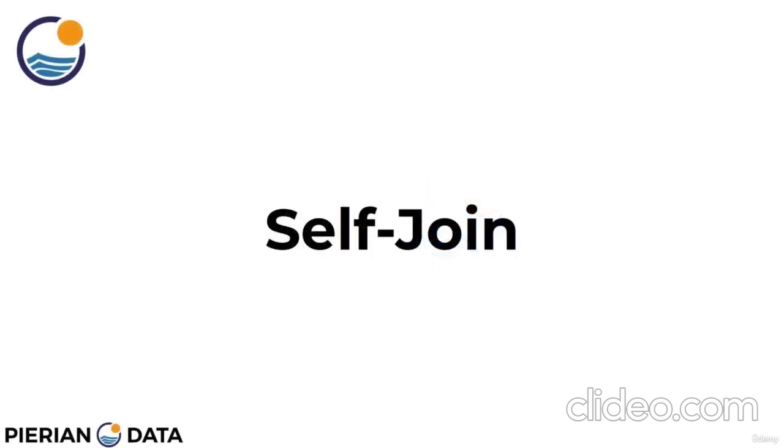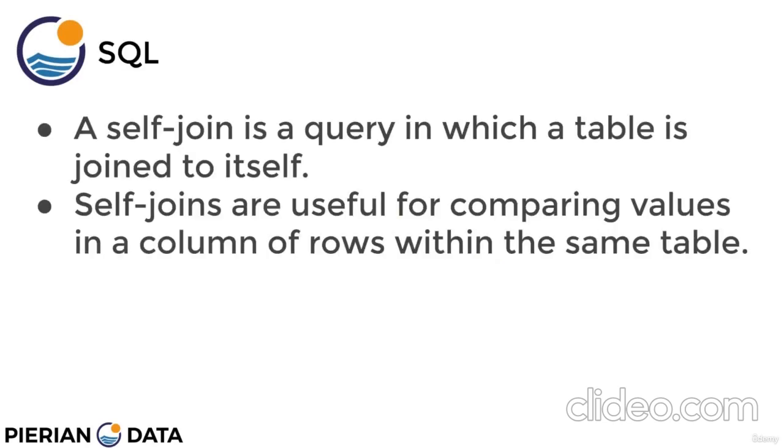Welcome back, everyone, to this lecture on self-join. A self-join is a query in which a table is joined to itself. Self-joins are useful for comparing values in a column of rows within the same table. So the reason we talk about this as advanced SQL commands instead of in the join section is because this sort of use case is more dependent on your table structure and the actual question you're trying to solve. So it's not as common as just a normal inner join, for example.